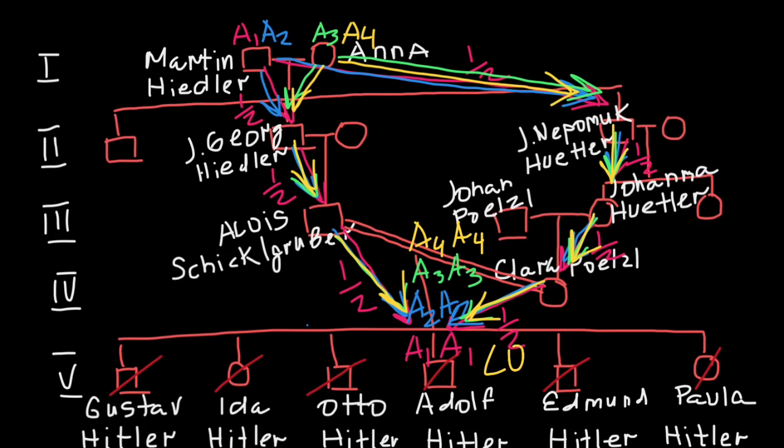So the COI, or coefficient of inbreeding, for Adolf Hitler is 3.125%. If you still have questions about how to calculate inbreeding, I have many more videos with different variants of the pedigree. Just check my YouTube channel for the folder inbreeding, and you will find many more examples there.